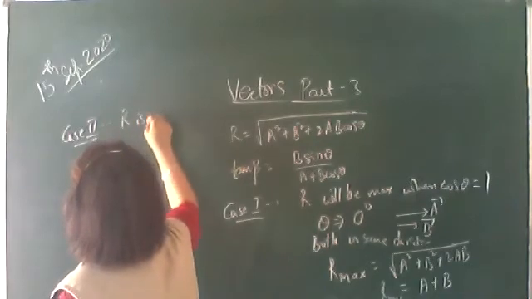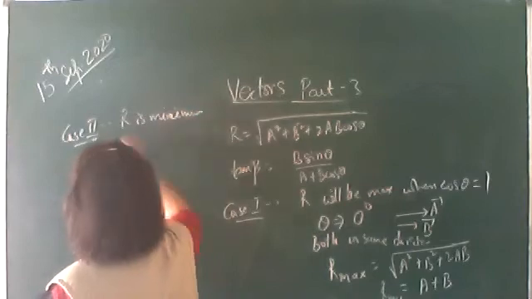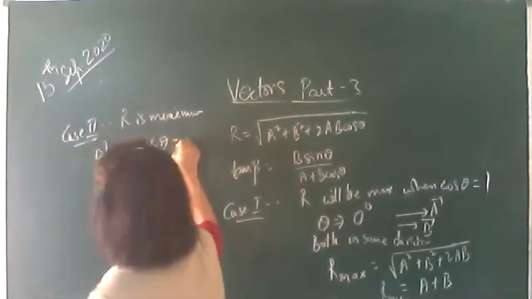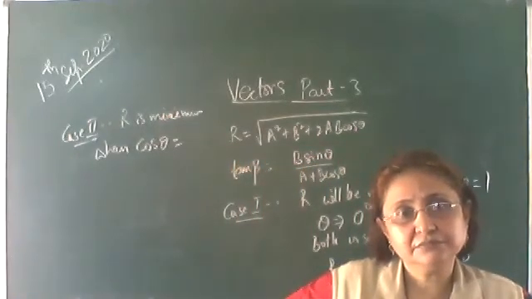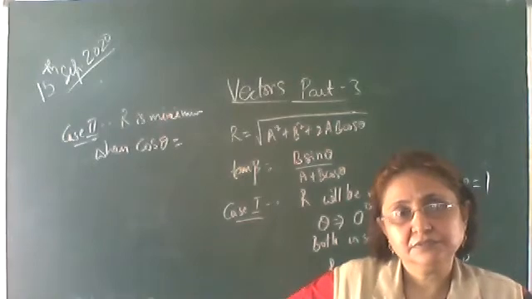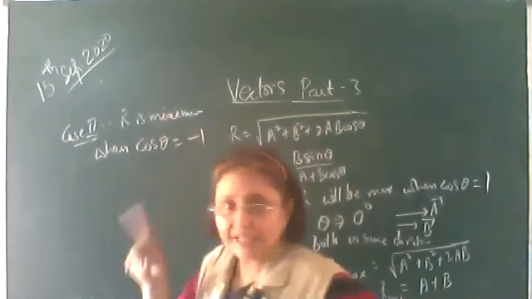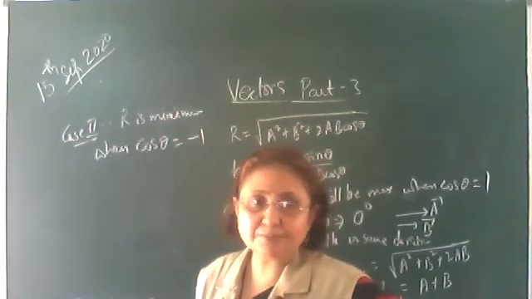Resultant is minimum when cos theta is minimum. Yes, anyone, can you tell me what is the minimum value of cos theta? -1. The minimum value is -1. It is less than 0. The minimum value of cos theta is -1.